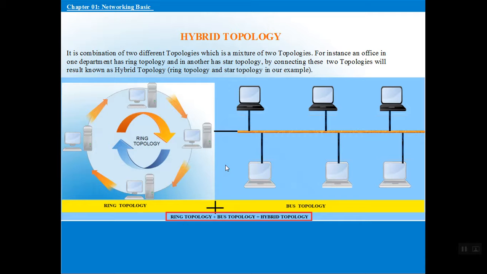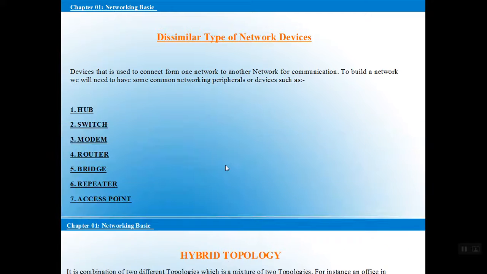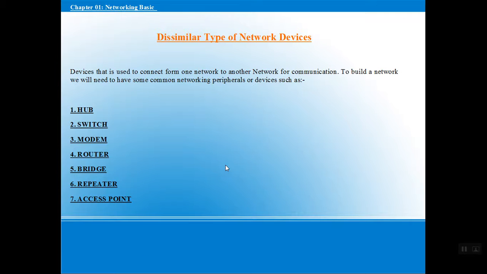As you can see in the example, we have a combination of ring topology and bus topology. So these both topologies, the ring and bus, are combined together. This is the topology which is used nowadays, and this is one of the most advanced topologies. And further, we have types of networking devices.